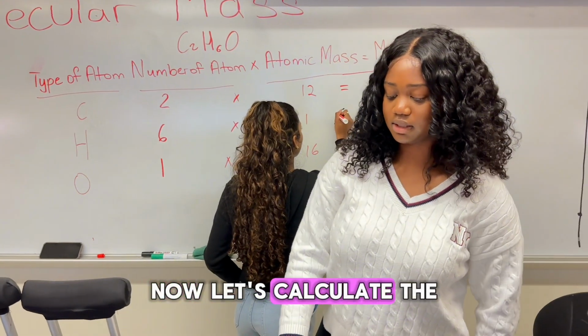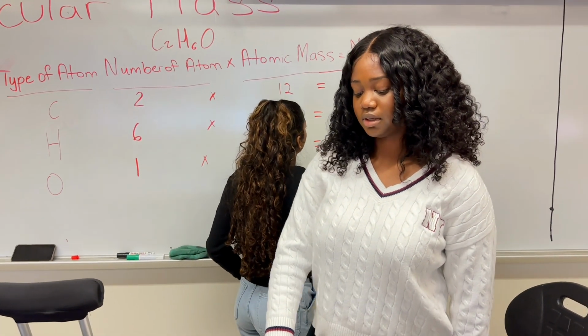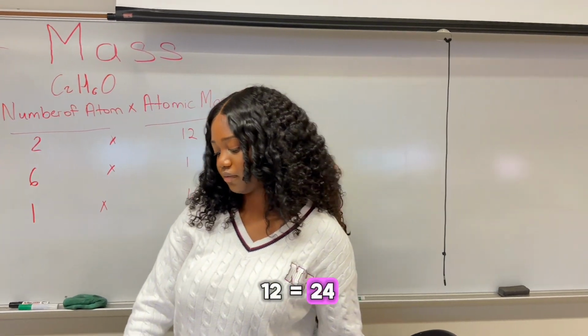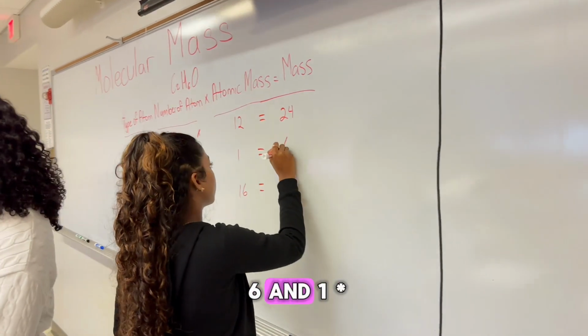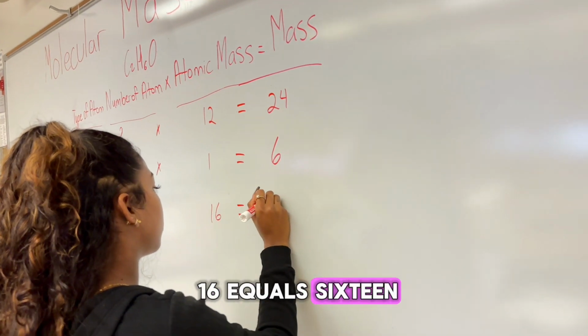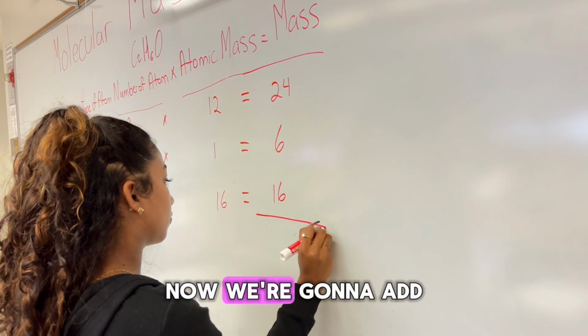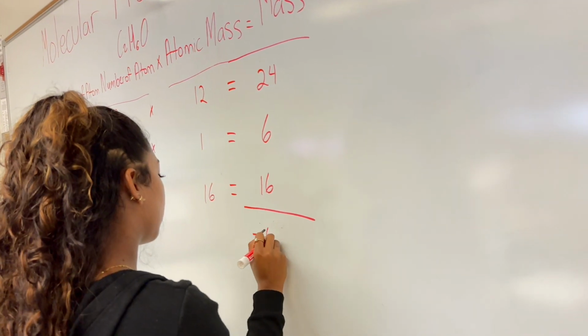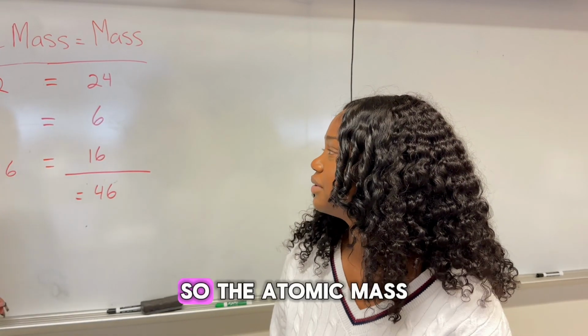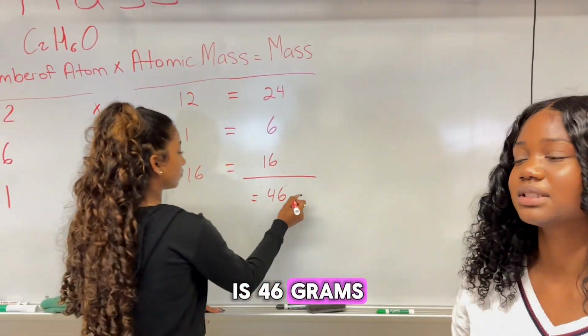Now let's calculate the molecular mass. We see 2 times 12 equals 24. 6 times 1 is 6. And 1 times 16 equals 16. Now we're going to add them all up and we get 46. So the molecular mass is 46 grams.